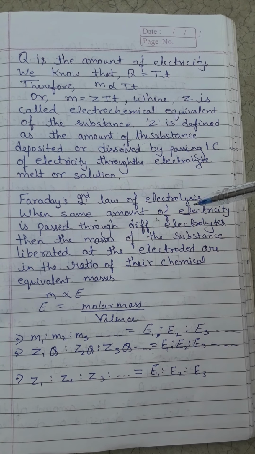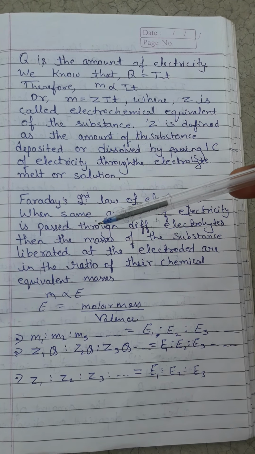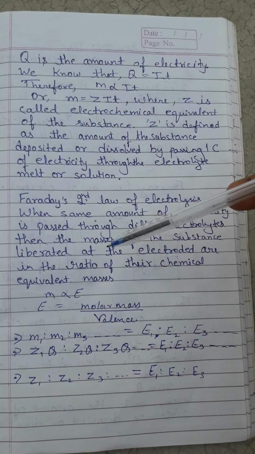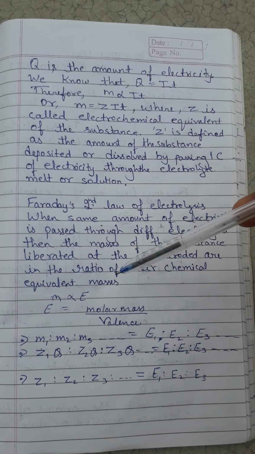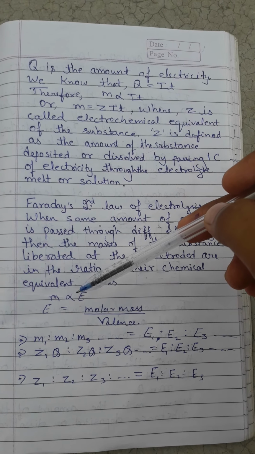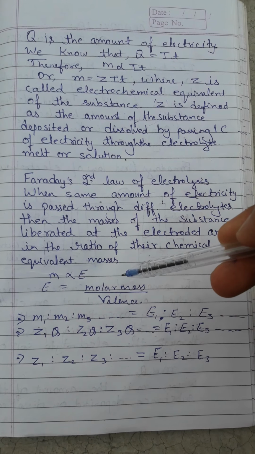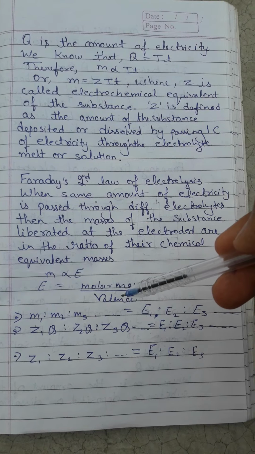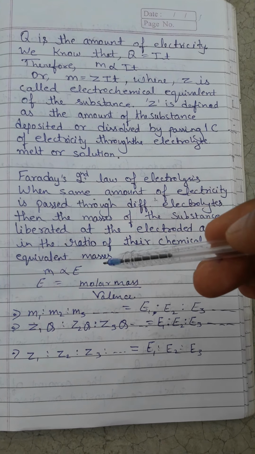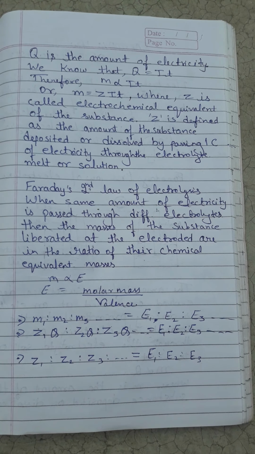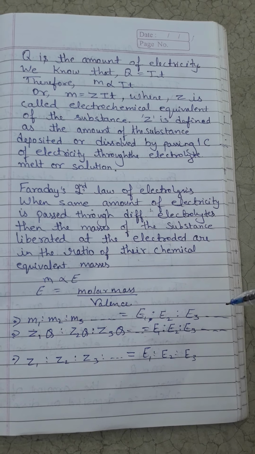When the same amount of electricity is passed through different electrolytes, then the masses of the substances liberated at the electrodes are in the ratio of their chemical equivalent masses. So it means M is directly proportional to E. So it means E equals molar mass upon valence. Valence comes by displacing the sign of proportionality. So it means M1 : M2 : M3 equals E1 : E2 : E3 and so on.